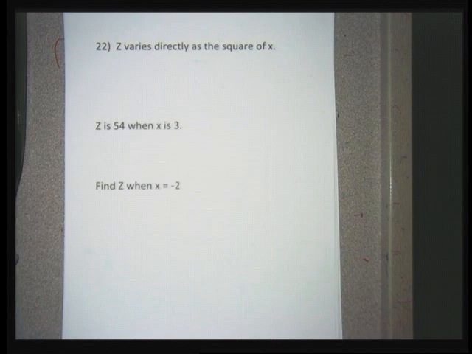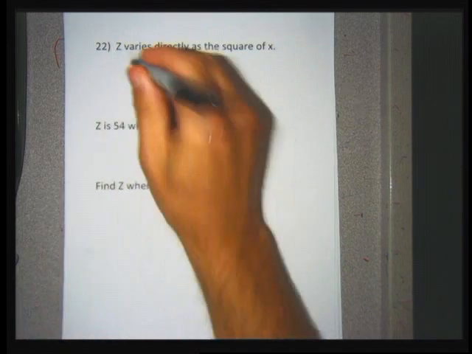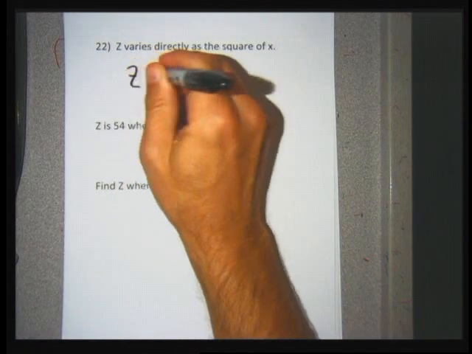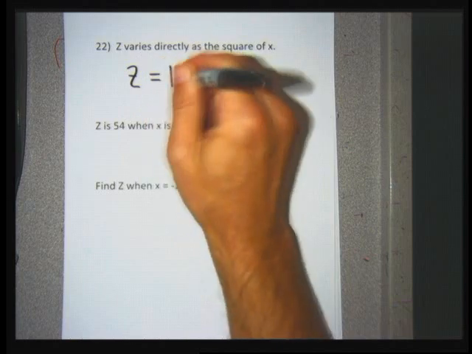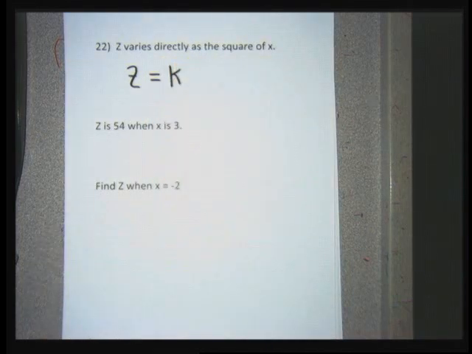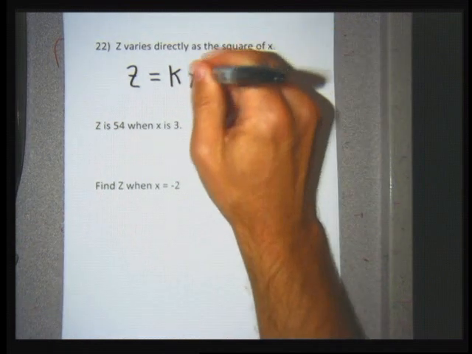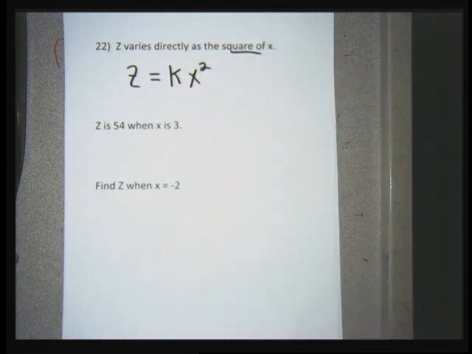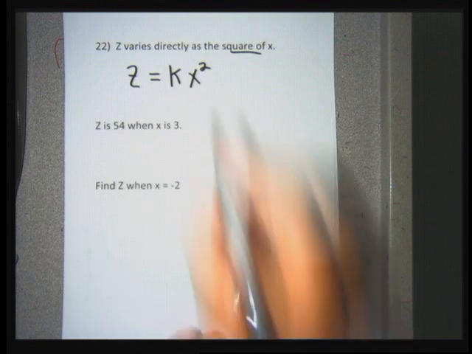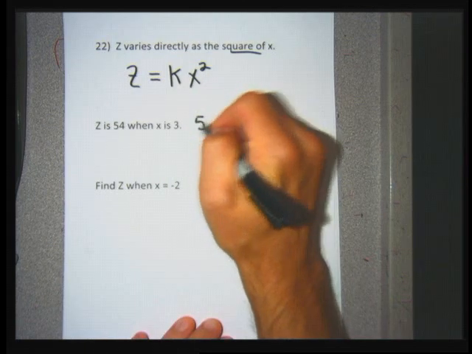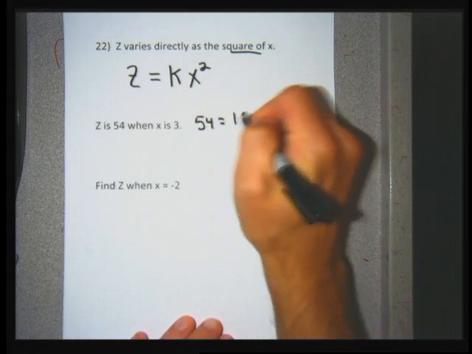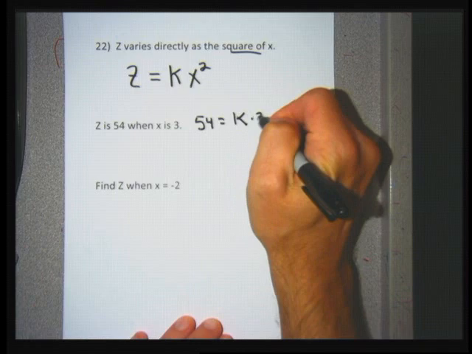So 22, first sentence, z varies directly. I know that varies directly gives me a multiplication. After the multiplication of a k, I need the square of x. That's an exponent of 2. So the first sentence that I broke away from the other 2 sentences gives me the equation z equals kx squared. Second sentence says z is 54 when x is 3.